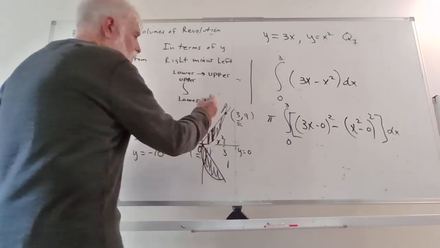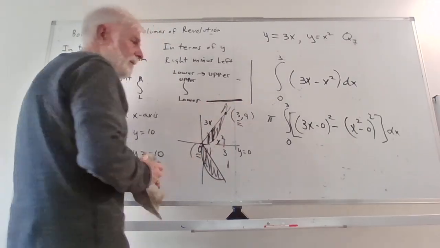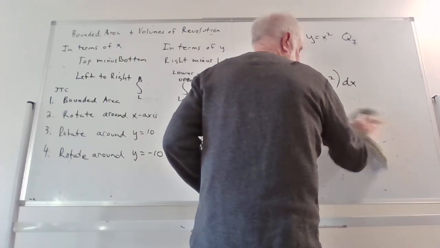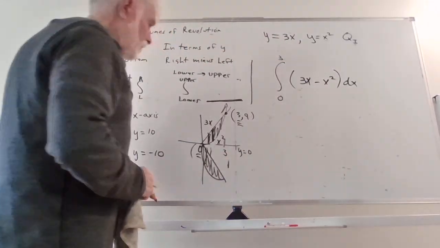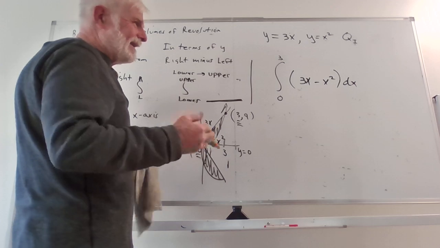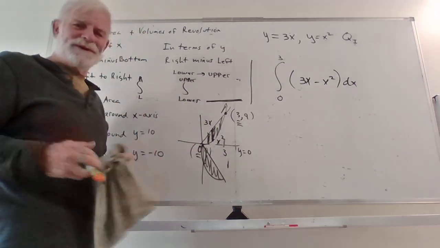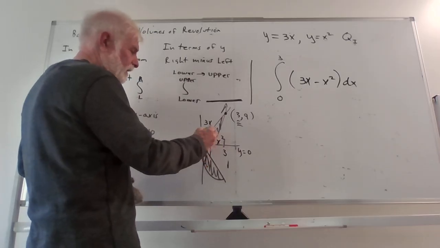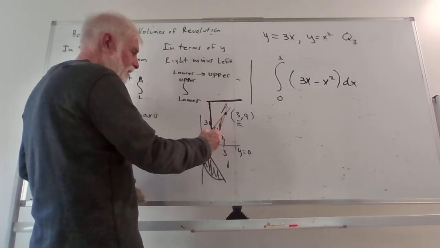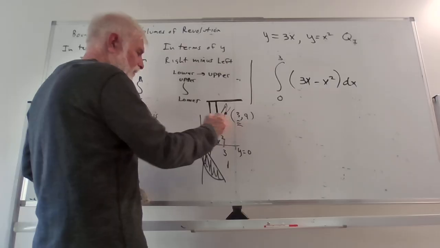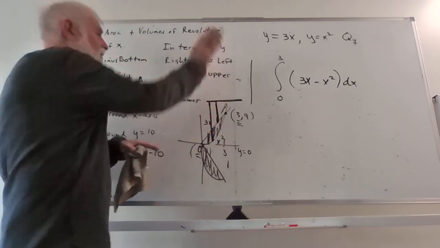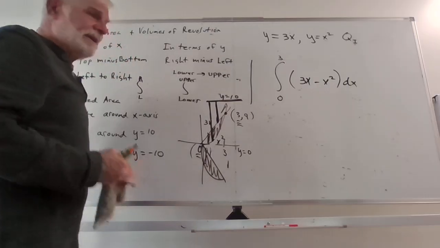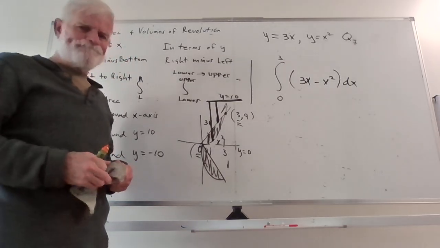Now what happens if I rotate this around y equals 10? If I rotate this around y equals 10, I've got to find my big R and my little r. Well, in this case, it's still a top minus bottom, but there's two of them. And the outside edge is going to be x squared in this case. So that's my big R. My little r connects to 3x. And I'm rotating around the axis y equals 10. And I want to see how much volume gets carved out.